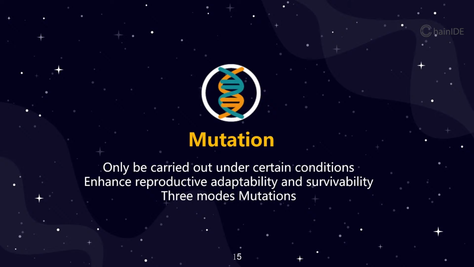As it said in the introduction, there could be three models of mutations, and it will happen when some certain conditions are filled.